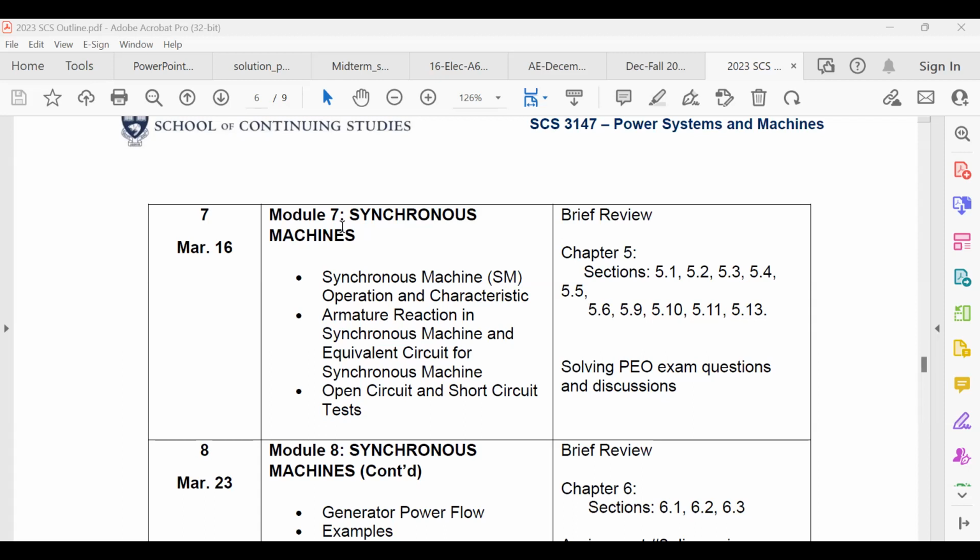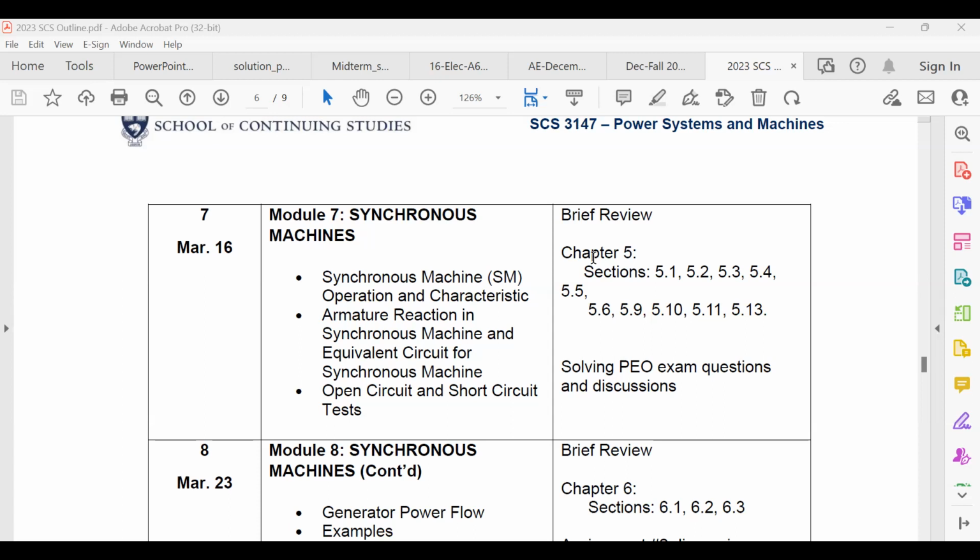We are going to start synchronous machines. Synchronous machines, as we said before, it's a relatively large module, so we split it into 2 modules, module 7 and 8. Today, hopefully we will finish module number 7, chapter 5 in our book.